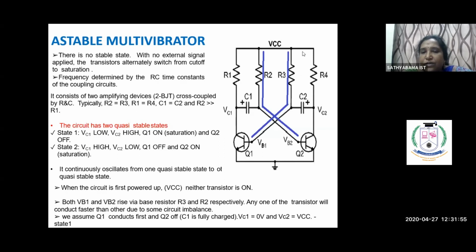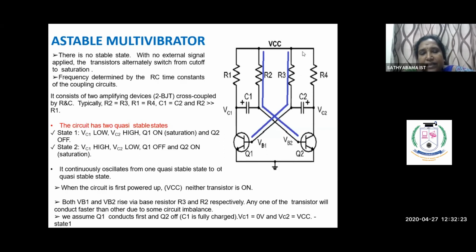So we are slightly reducing the base voltage, and at the same time, take the concept of the discharge of capacitance C1. Discharge of C1 means one end of the plate is positive and the other end of the plate is negative. Now in state 1, Q1 is in the on condition.